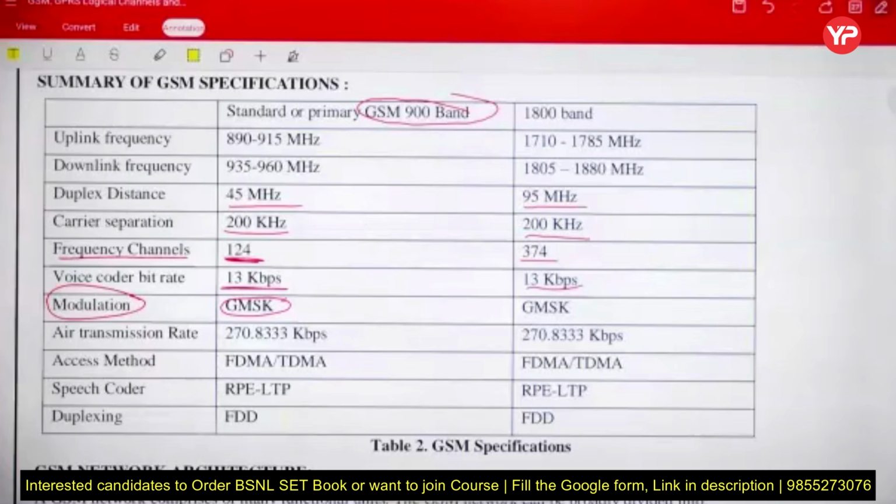So GMSK is Gaussian minimum shift keying. Remember the name, because we are not going into that much detail on what GMSK is. GMSK is a special type of minimum shift keying.